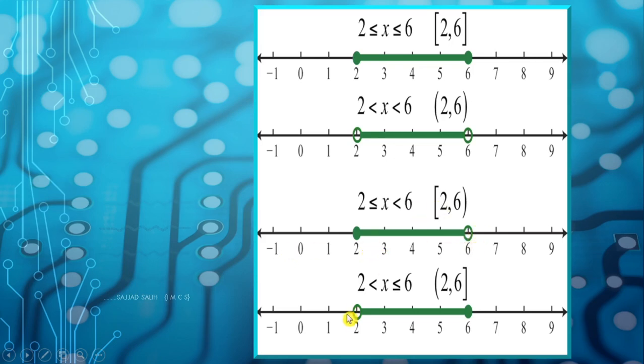Here we define 2 less than x less than or equal to 6, it means 2 is not involved, 6 is involved, and all points between 2 and 6 are involved. Here we define the interval notation 2 comma 6, 2 not involved, 6 involved, 3, 4, 5 are all x points. Okay, I hope you understand these examples very well.